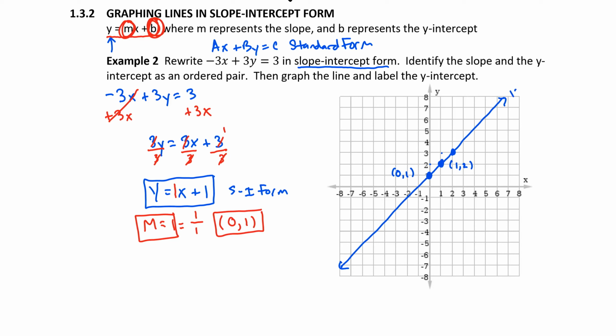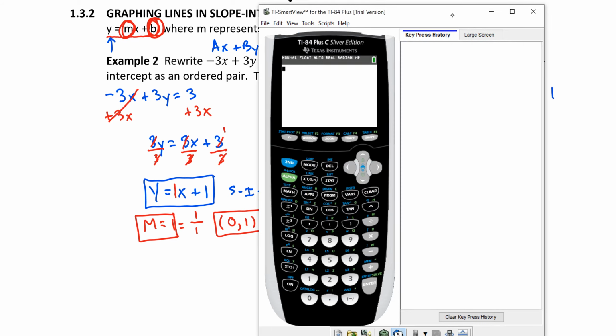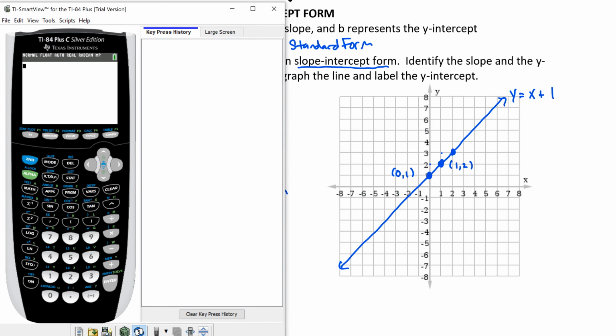And we're going to label the line with slope-intercept form, and we have a graph. Any ordered pair on that line will balance the original equation. Now, let me take you through how to check this on your calculator. If you're unfamiliar with graphing on your calculator, it's a pretty simple process.